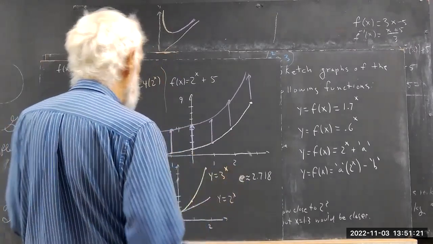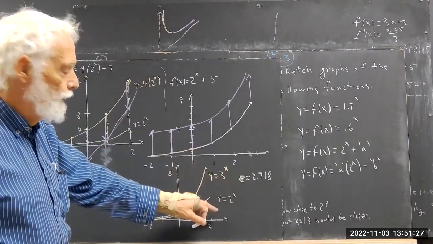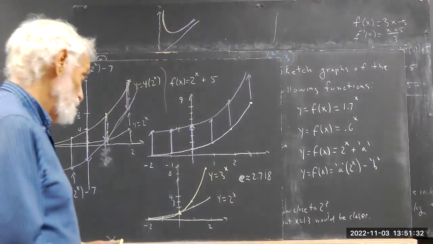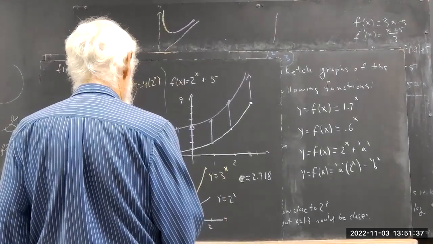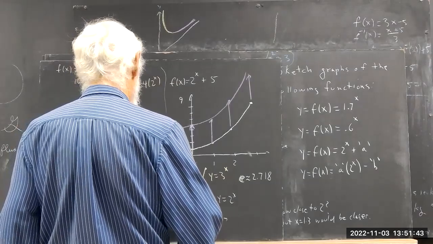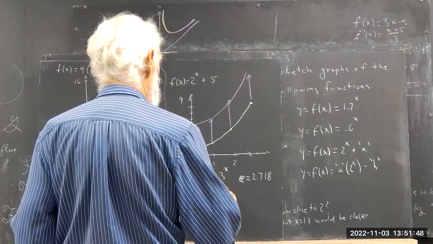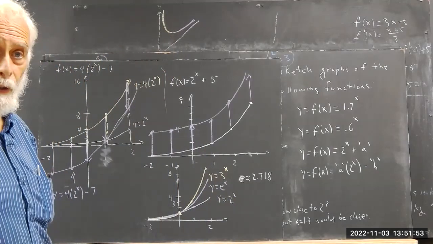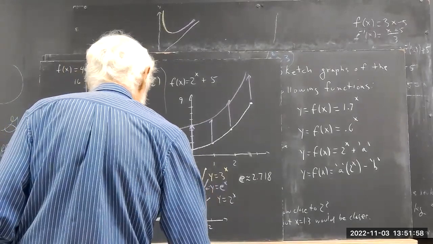So the graph of e to the x is going to probably be closer to the graph of y equals 3 to the x than it is to the graph of y equals 2 to the x, but not all that much closer. So in between these two graphs, I've got y equals e to the x.